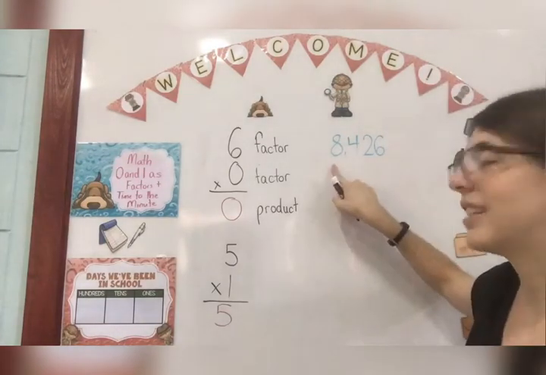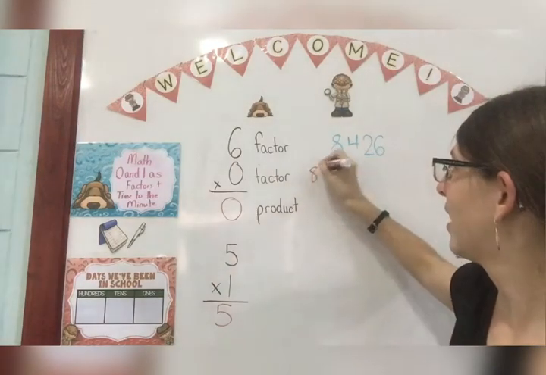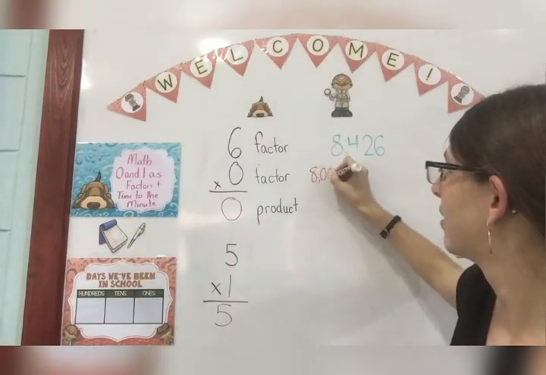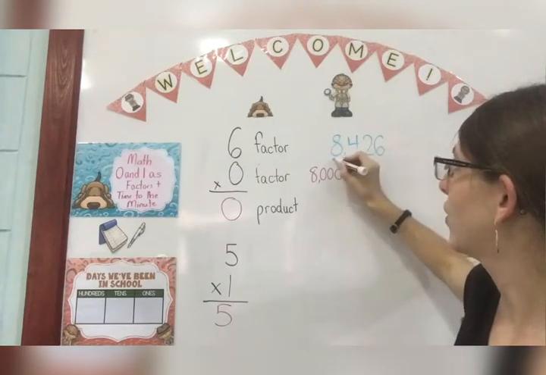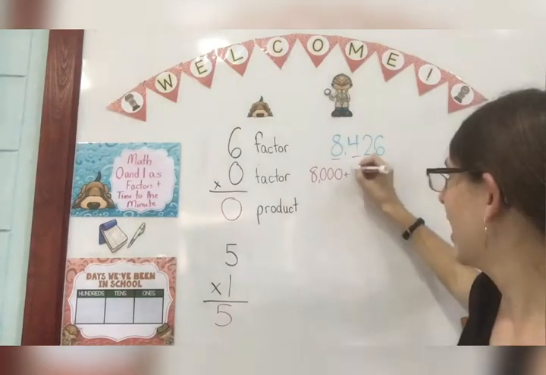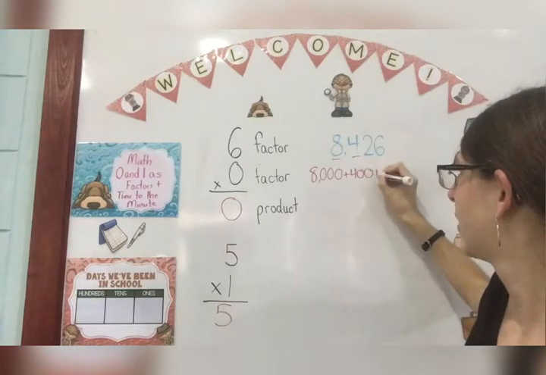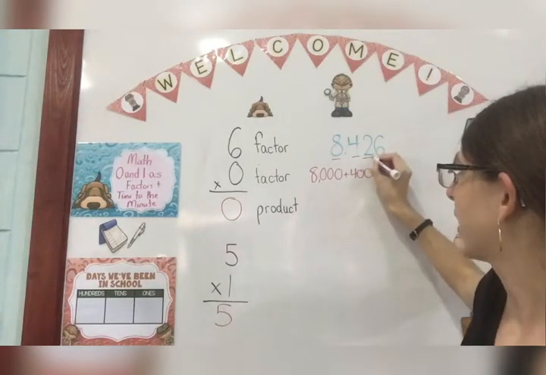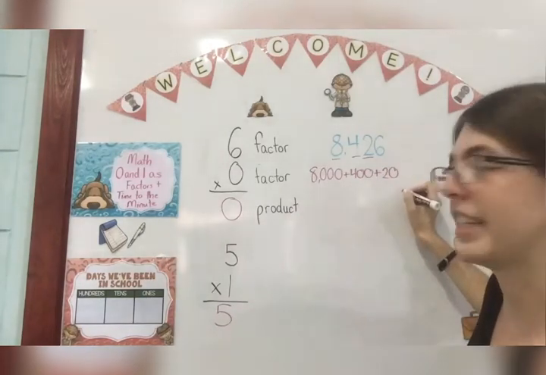So the 8, that has a value of 8,000. Then you need to add that to your next number. The next digit is a 4. It has a value of 400. Plus, your next number is 2. It has a value of 20.